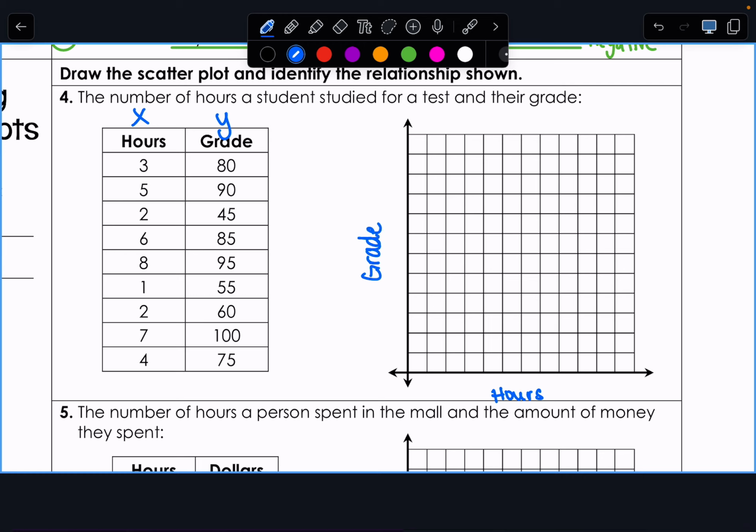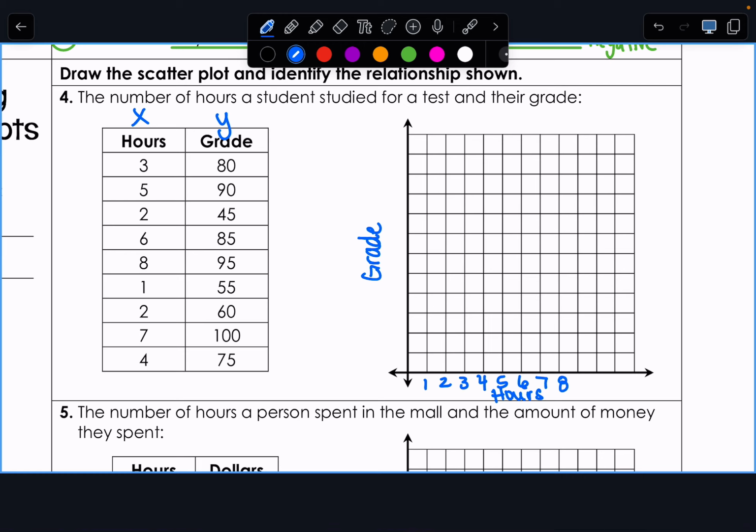Do you think it's possible that we'll find a relationship between how much you've studied versus the grade you get on a test? I think it's possible, okay? Now, I'm going to label hours 1, 2, 3, 4, 5, 6, 7. Is 8 the most somebody studied? All right, I'm going to stop at 8.